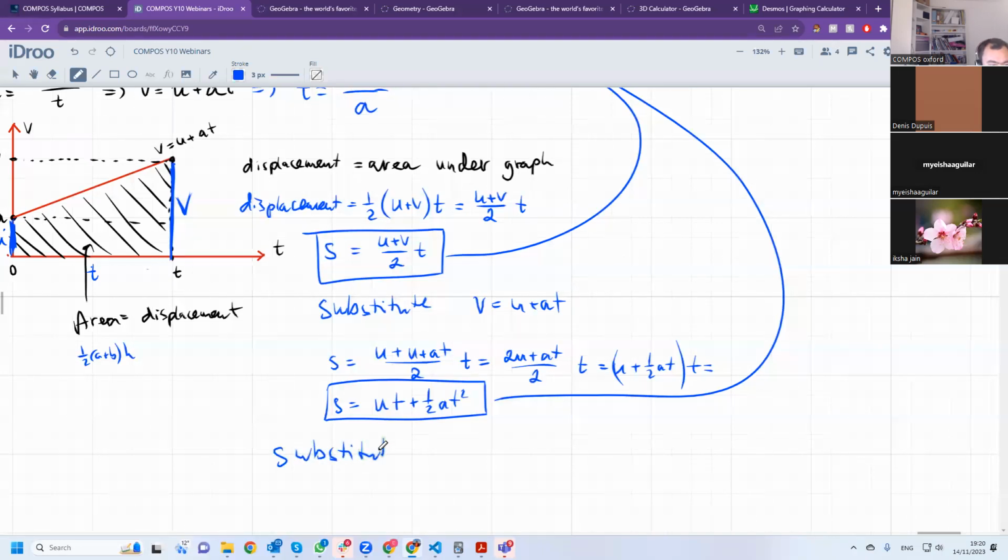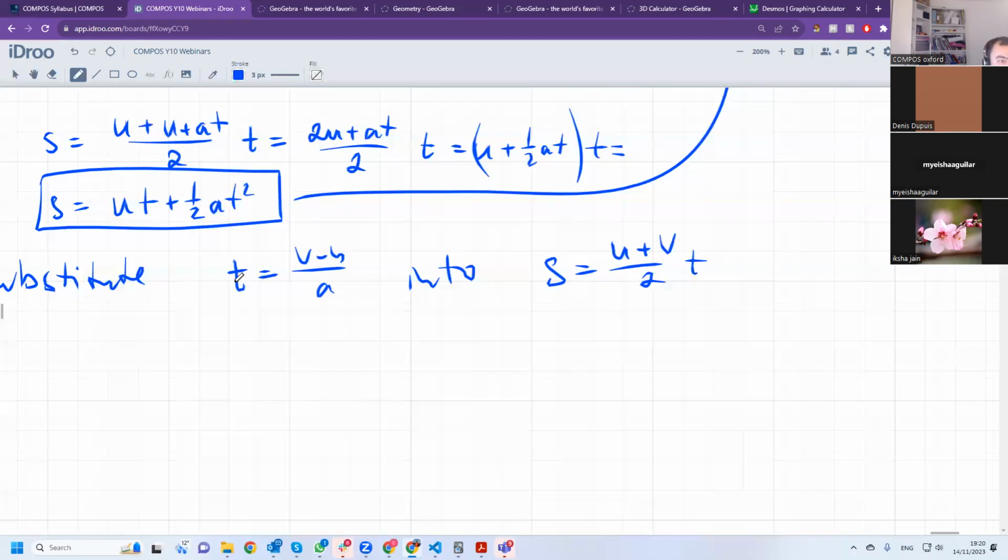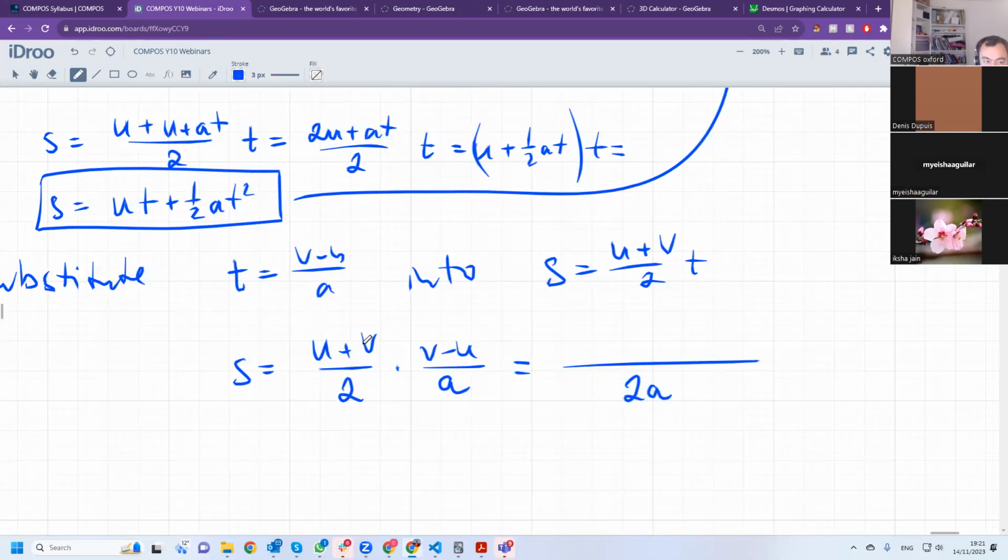Substitute t equals v minus u divided by a into s equals u plus v divided by 2, times t. And what do we get? We get s is equal to u plus v divided by 2 multiplied by v minus u divided by a. We can simplify this, and it becomes 2a, and this is a difference of two squares. So v minus u times v plus u, which is v squared minus u squared.